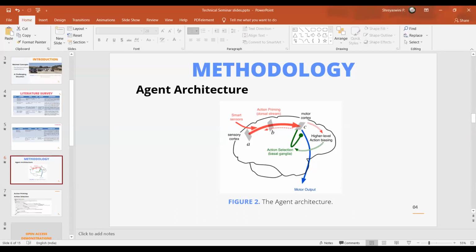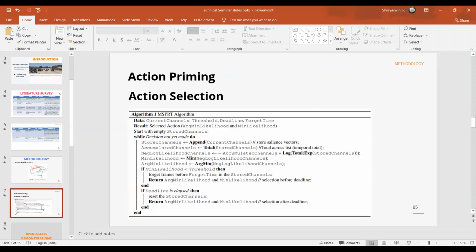So how is this architecture adapted in your application? You have explained some algorithm, right? Yes, sir. What is that? MSPRT algorithm stands for multi-hypothesis sequential probability ratio test. How is this probability ratio adapted for your application? Sir, actually, I don't know the exact working of it.